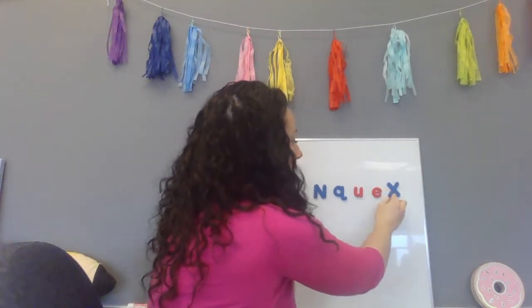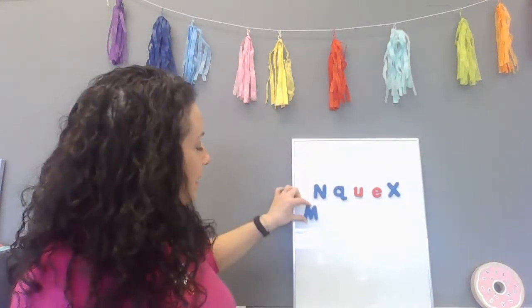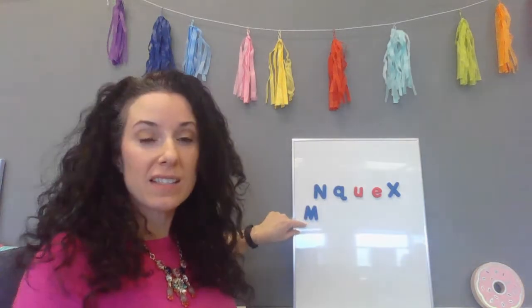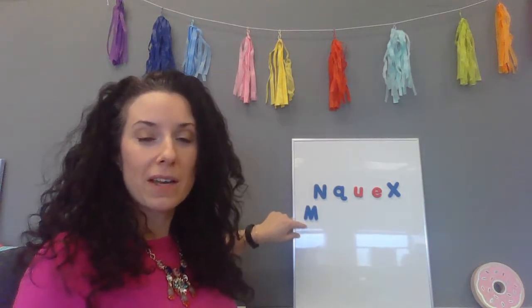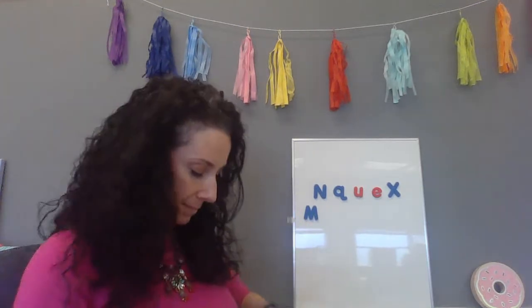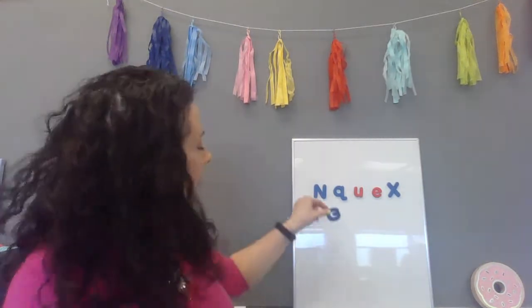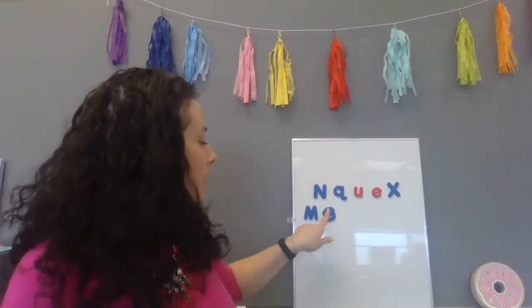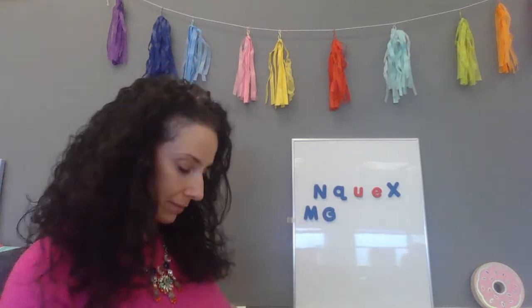This is an uppercase letter X. X says, x. This is the letter M. This is an uppercase letter M. M says, mm. Push your lips together. Mm. This is an uppercase letter G. G says, g. g.